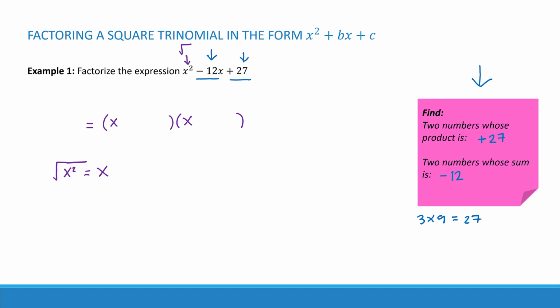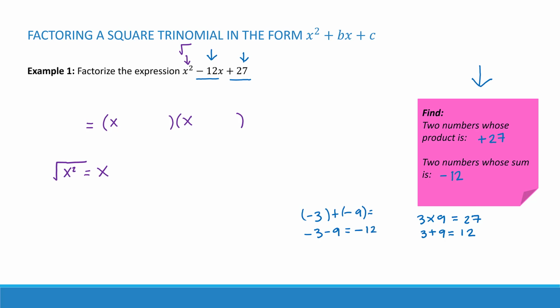Now let's see what we get if we add them. 3 plus 9 is 12. Even though it resembles the second term, it's not the same because we need negative 12, not positive 12. So let's see if it works with the same numbers, but if I change the signs. If I add minus 3 plus minus 9, this would be the same as minus 3 minus 9. And minus 3 minus 9 is minus 12. It is the second term.